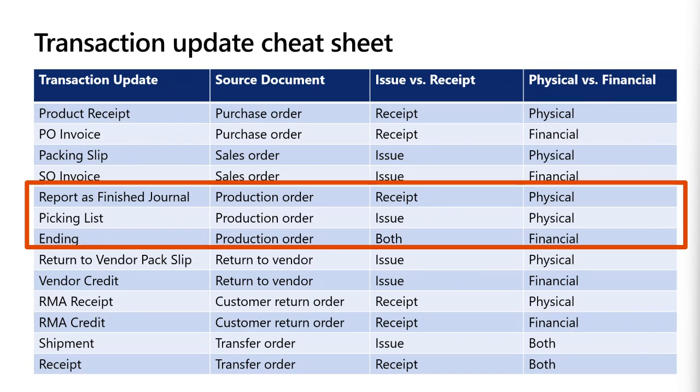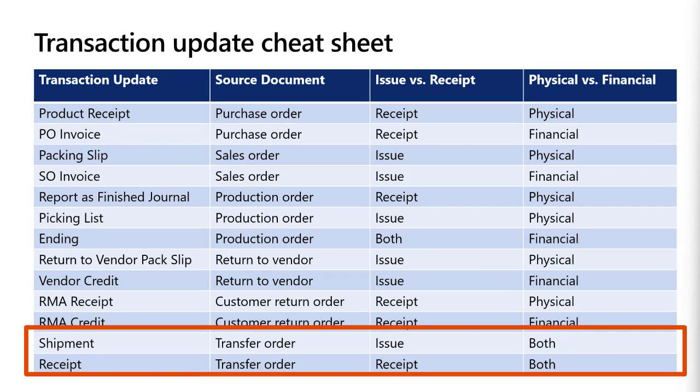There are many inventory transaction updates that happen during the production ending process. All the items that were consumed during the production order are physically updated issues, and the finished good that is produced is a physically updated receipt. Those issue and receipt transactions related to a production order are financially closed by the production order ending process all at the same time.